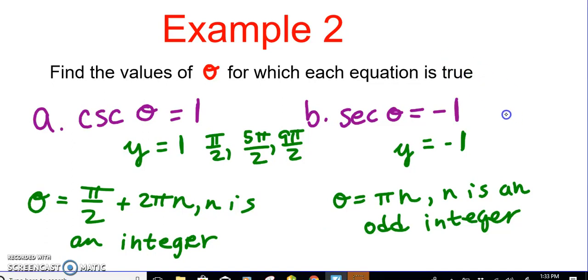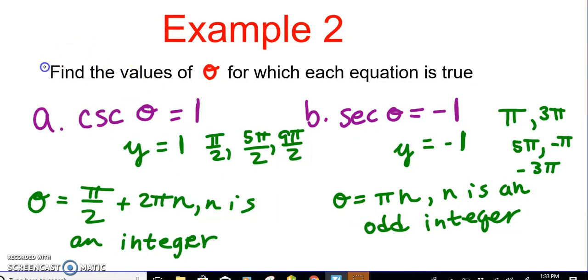So that means it could be pi. It could be an odd integer, 3 pi, could be 5 pi, but also could be negative pi or negative 3 pi. So it's going to go on forever in both directions. But this part right here tells us where it is.